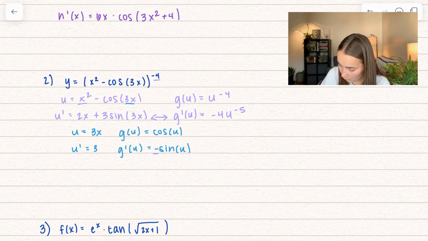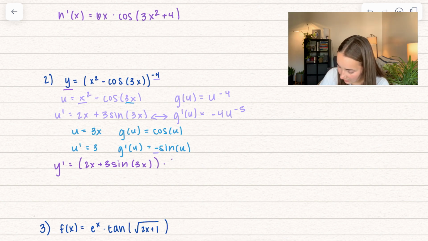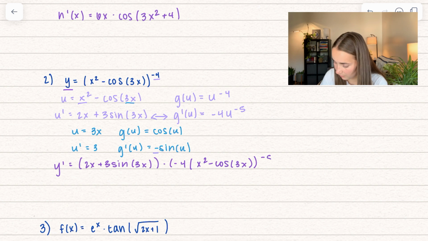So here I'm going to have y prime, since this is labeled y, is equal to, and now I just multiply those two parts together. So I get 2x plus 3 sine of 3x times negative 4. And remember, we've got to replace our u, so I have x squared minus cosine of 3x, and all of this to the power of negative 5.